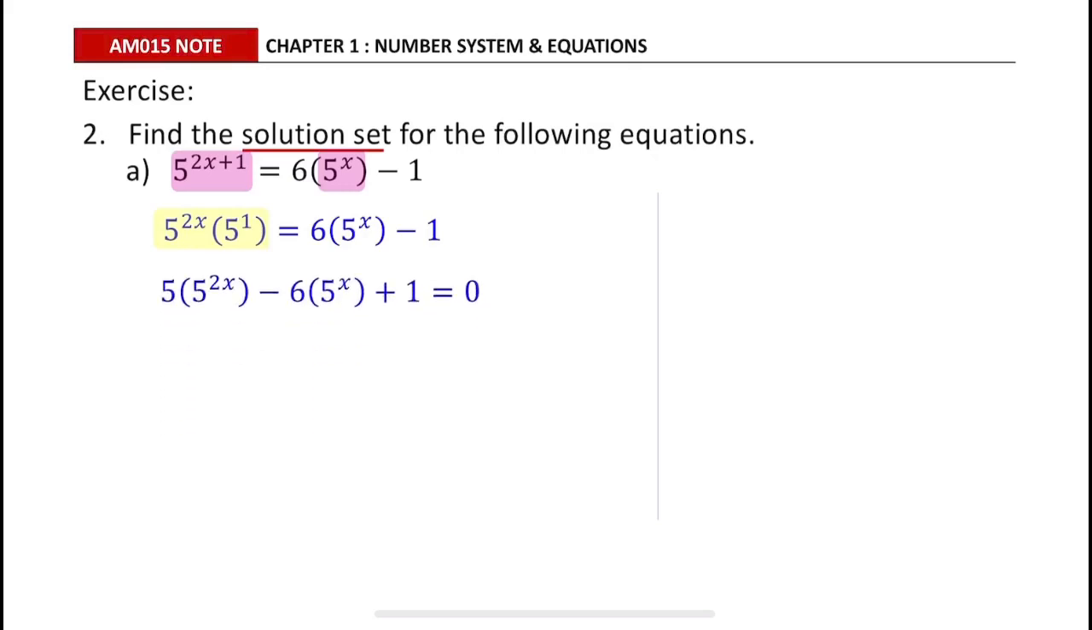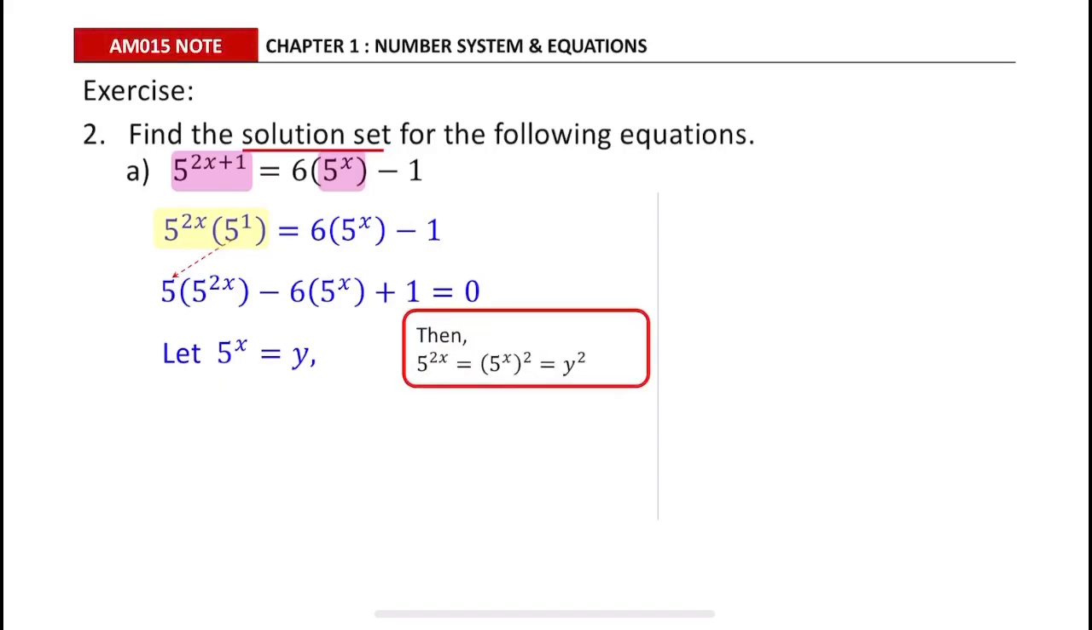Then, rearrange the equation so that the right side is 0. And 5 to the power of 1 is equals to 5 and write it before 5 to the power of 2x. So now we can use another unknown to express this indices equation into quadratic equation. Let 5 to the power of x equals to y. If 5 to the power of x is equals to y, then 5 to the power of 2x must be equals to y squared.